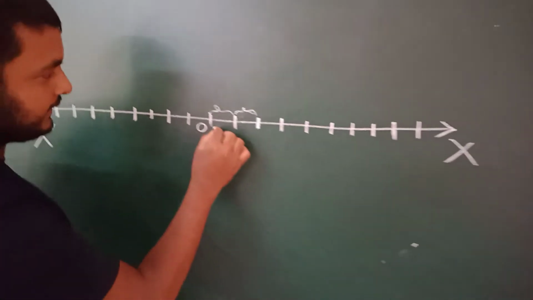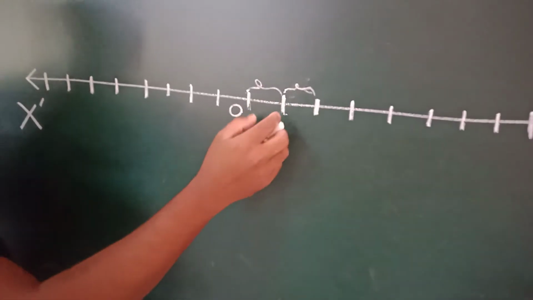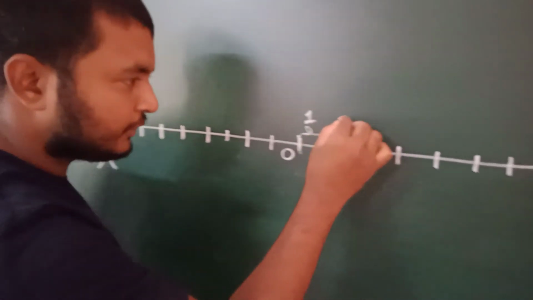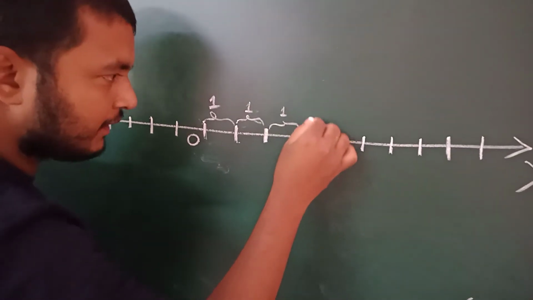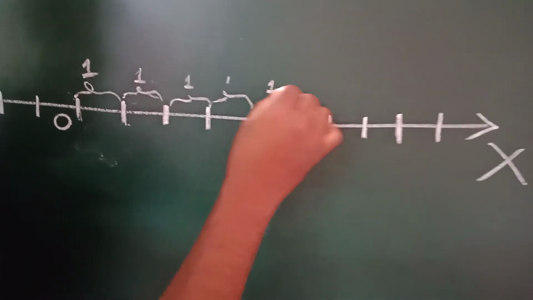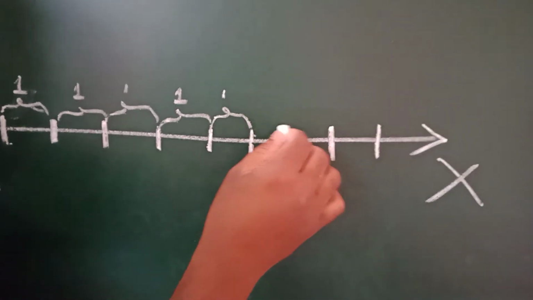Now from 0 to this distance we take as 1 unit. Here also it is 1 unit. Here also it is 1 unit. Every distance is equal to 1 unit.